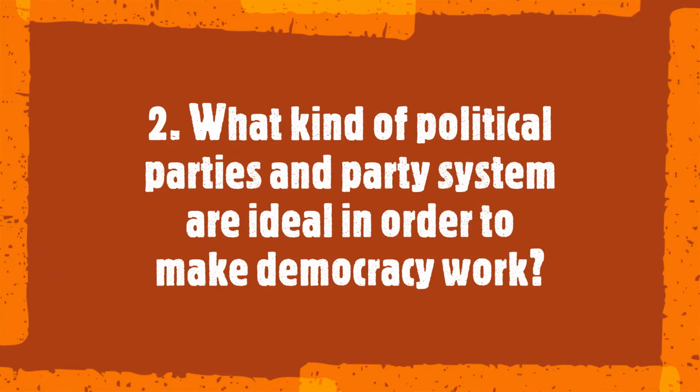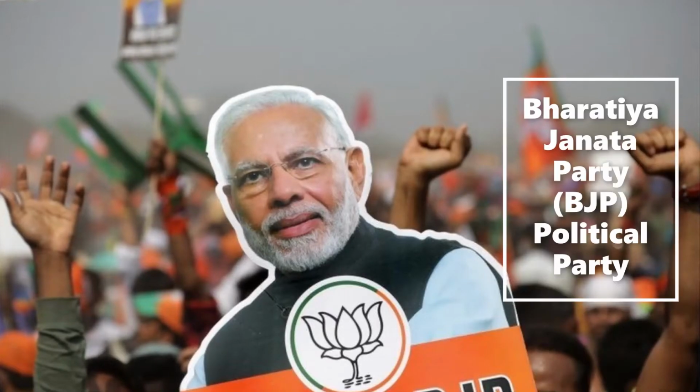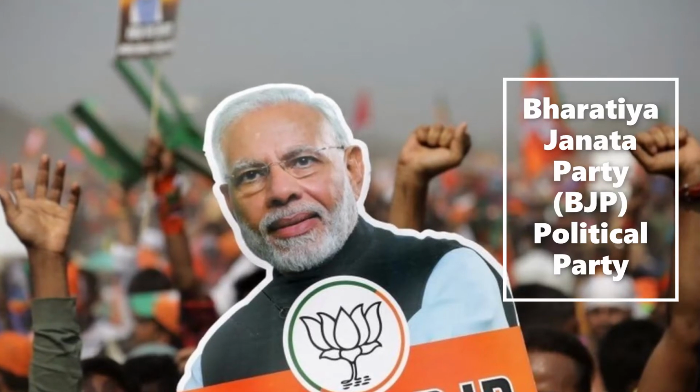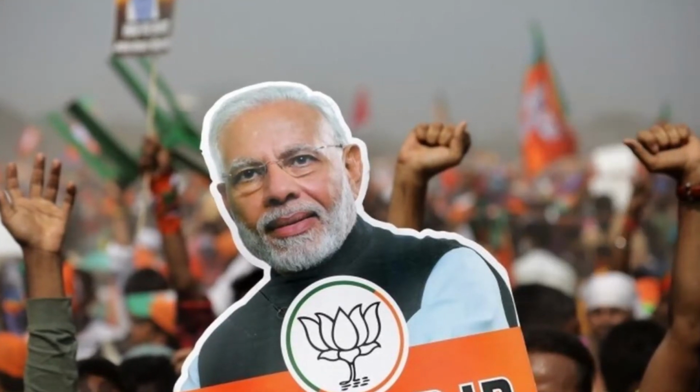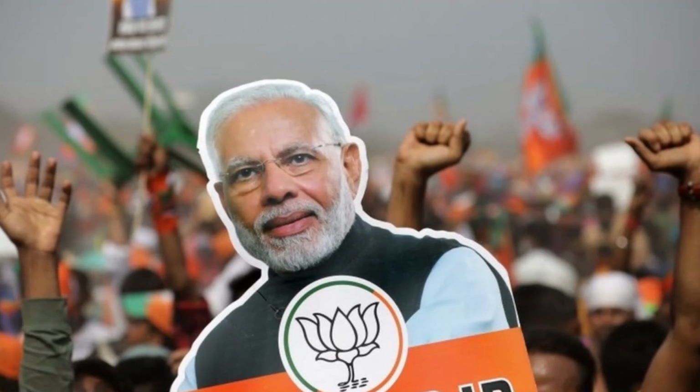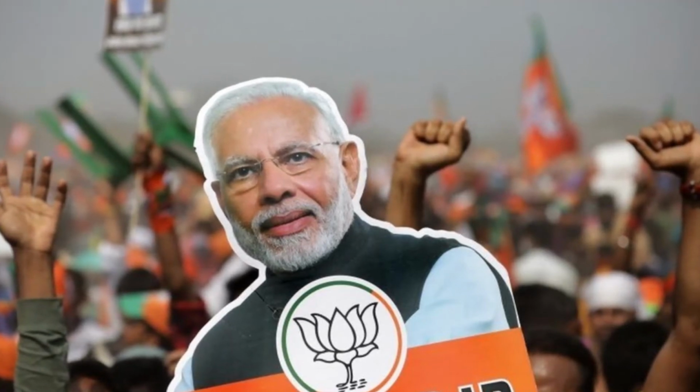Okay, so let's move to the second question, which is what kind of political parties and party systems are ideal in order to make democracy work? So in India, the ideal political party is BJP as their successes are attributed to a muscular foreign policy and national security posture.